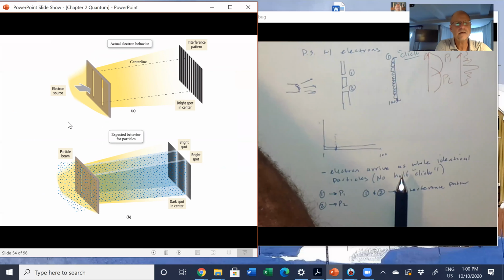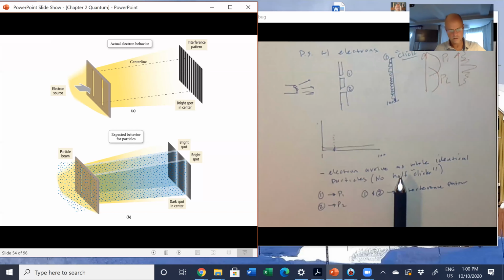But instead, what we get is this, right? We get an interference pattern. Notice here, there's sort of a dark spot here in the middle, right? Whereas here, there's a bright spot in the middle, right? So this is kind of what we expected for particles, but this is kind of what we got, right? We got this interference pattern. So how do we explain that?